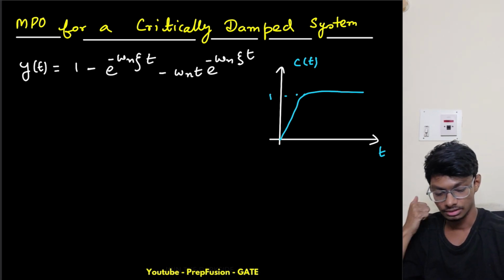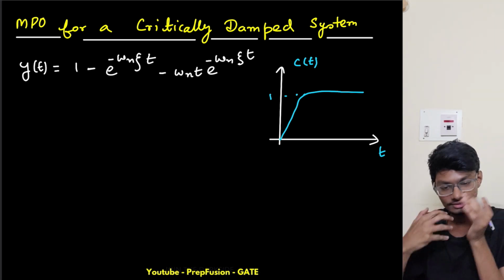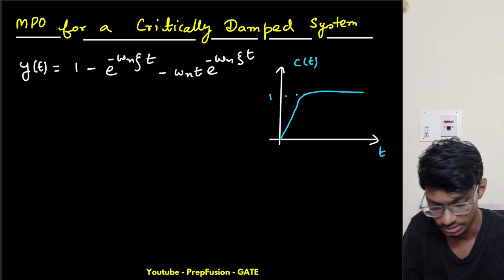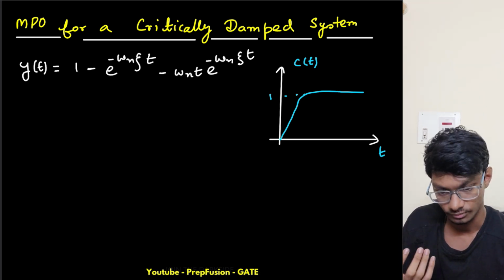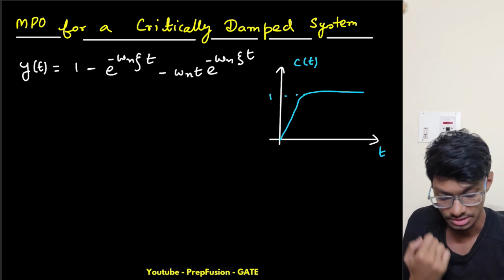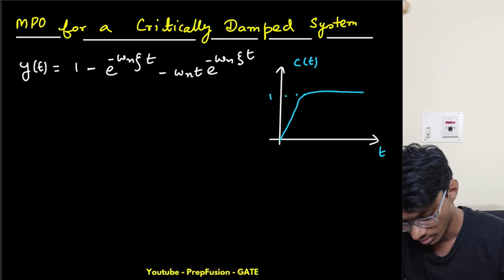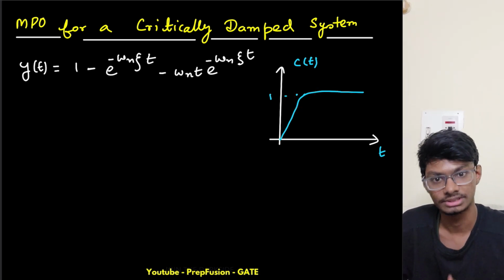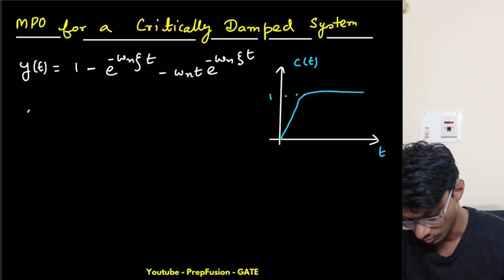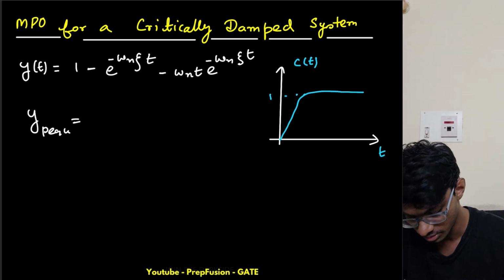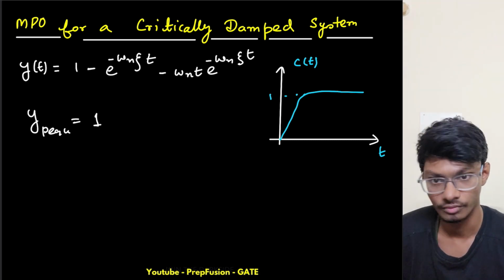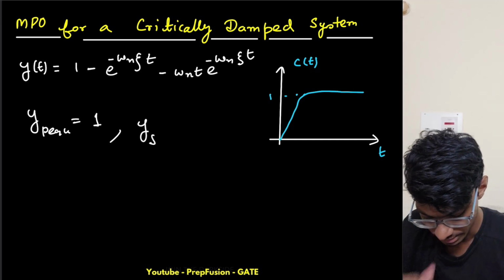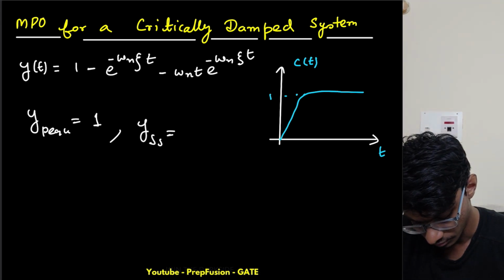Now basically, what is the peak overshoot? So is there any peak? My peak is 1 only, right? This is my peak. Okay, now what is the steady state value? Steady state value is also 1. So there is no first peak. Basically I have only one peak, that is equals to 1. Because there is no oscillation, y of peak equals to 1 only, and y of steady state equals to 1 only.